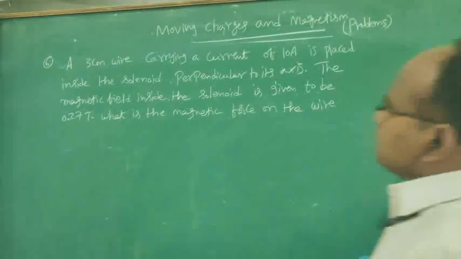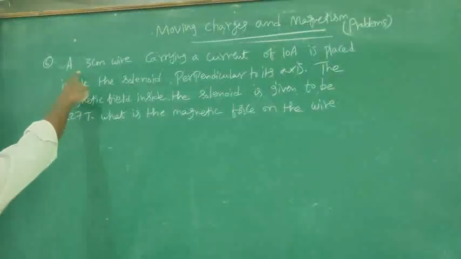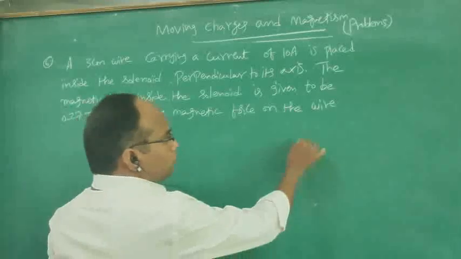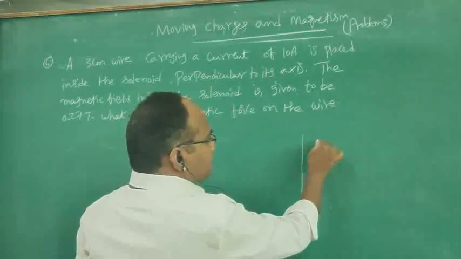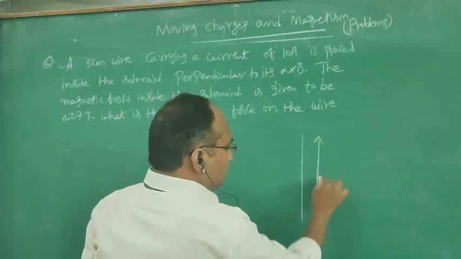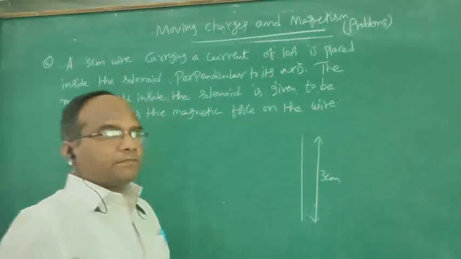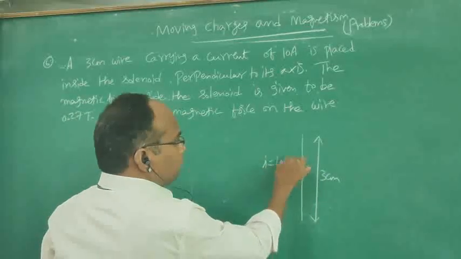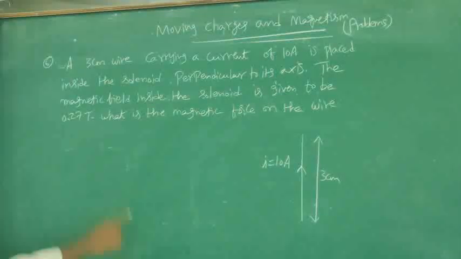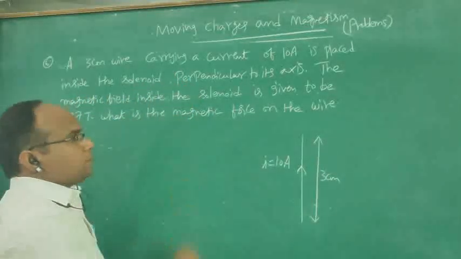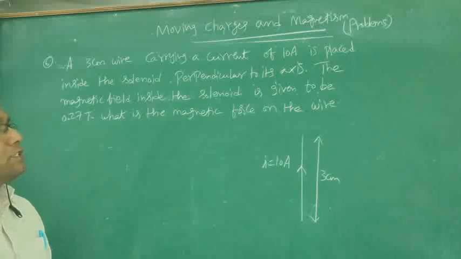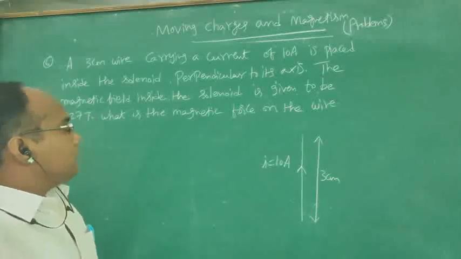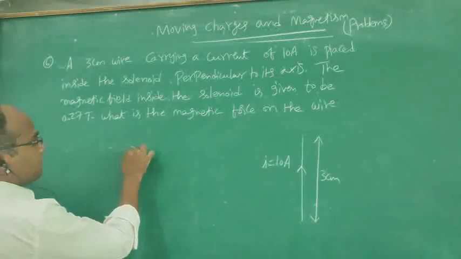Now in the sixth problem, a 3 centimeter wire carrying a current of 10 ampere. So this is a wire and its length is 3 centimeter, carrying a current of I is equal to 10 ampere, is placed inside the solenoid. So this current carrying wire is placed inside the solenoid. So solenoid means what we have studied like this.